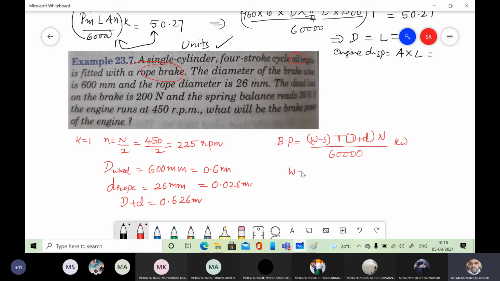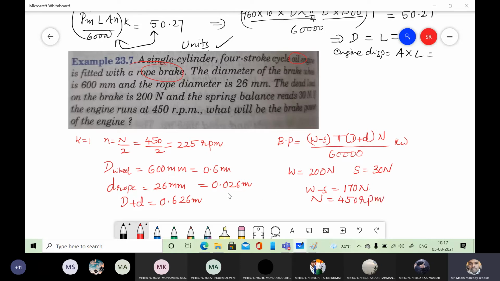Dead weight on the brake, W minus S. W is equal to 200 Newton and the spring balance reads 30 Newton. Therefore, net load W minus S is equal to 170 Newton, and engine speed N is equal to 450 RPM. What is being asked? Calculate the brake power of the engine.